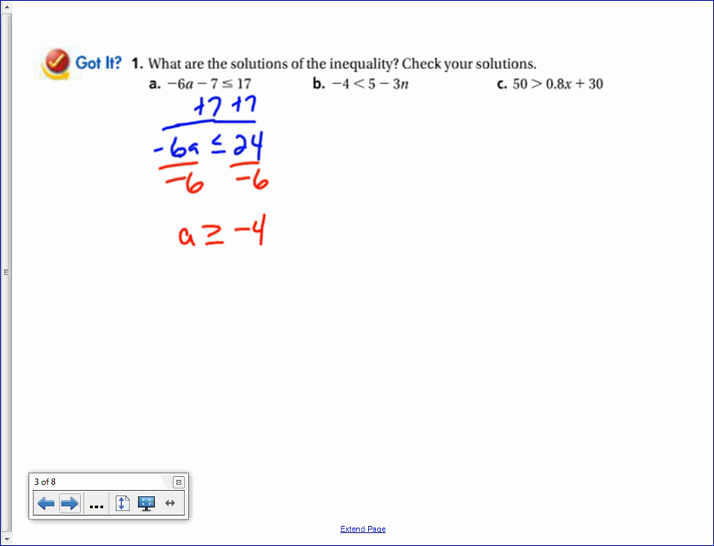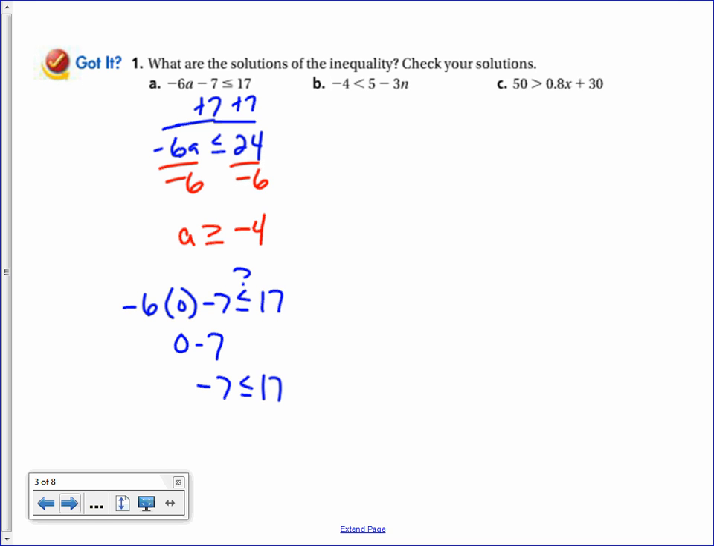So what does it mean to check your solutions? Well, you could check a number that's greater than negative 4. For instance, 0. 0 is greater than negative 4, so I can plug that back into my original. Negative 6 times 0 minus 7. We want to know, is that less than or equal to 17? Negative 6 times 0 is 0. 0 minus 7 is negative 7. Negative 7 is definitely less than or equal to 17. So my answers do make sense. Okay, next problem.